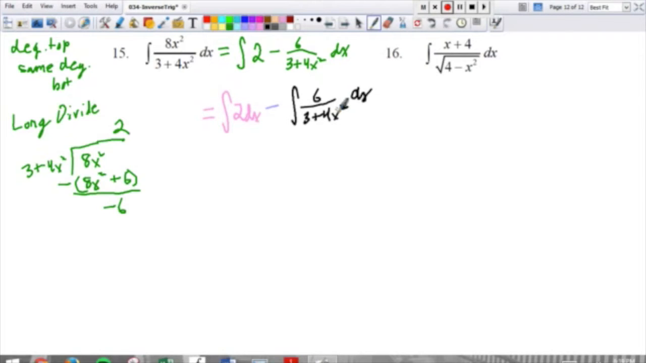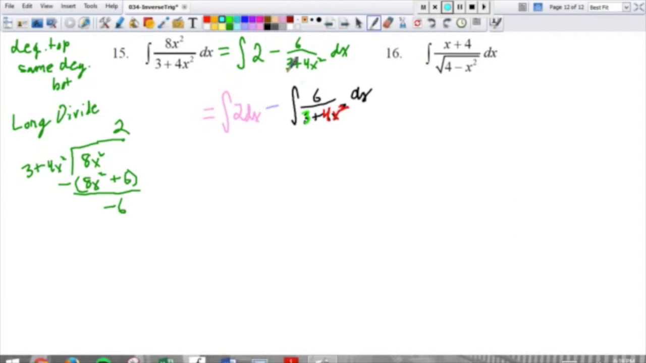So why is it hard? Because, again, the derivative of the bottom is not the top. It's not log. It's arctan. It's the same type of arctan as before. There's my u squared. There's my a squared. I have to make this into my hook on.